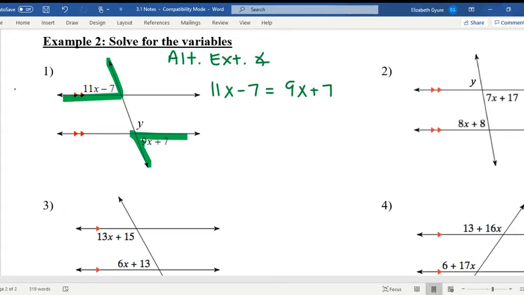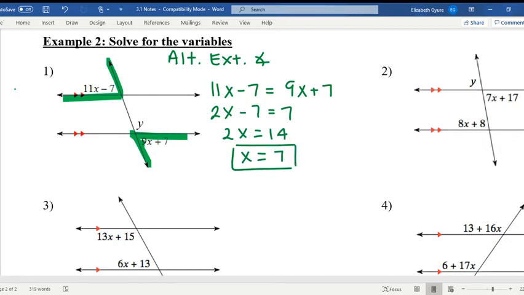If you need to, you can, but on this one, I'm going to subtract 9x from both sides. That's going to give me 2x minus 7 equals 7. Then I'm going to add my other 7 over. That's going to give me 2x equals 14. And then I'm going to divide by 2 to get 7. It just says to solve for the variables, so I don't need to plug it back in. I'm just done there.